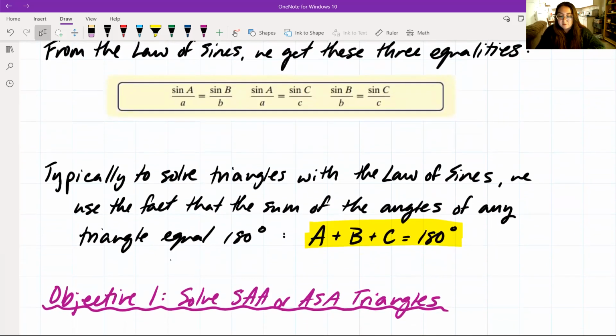Typically, to solve triangles with the law of sines, we want to use the fact that the sum of the angles of any triangle is going to equal 180 degrees. So this would be your three angle measurements, capital A plus capital B plus capital C, is going to equal 180 degrees always. The three angle measurements inside of your triangle have to equal 180 degrees at all times.